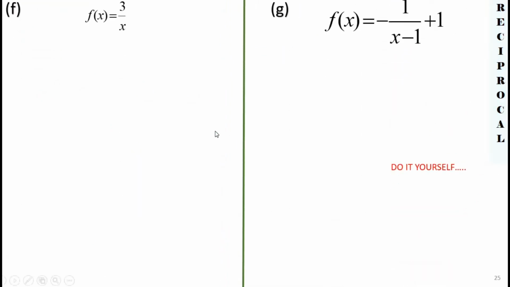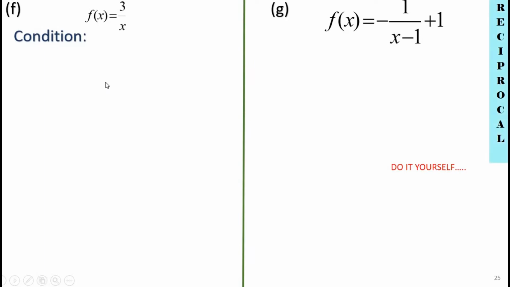Okay, now let's look at this function. This is a reciprocal function. I'll show you this one, and you have to do the other one on your own. So you have f(x) is equal to 3 over x. This is special because you have to consider the condition of this function. So what is the condition?